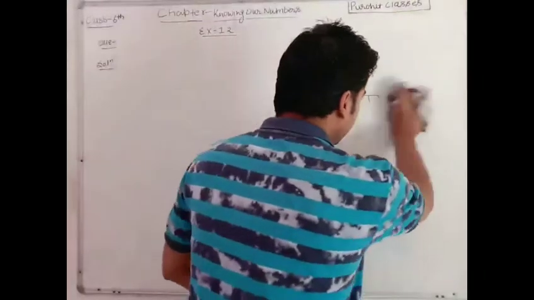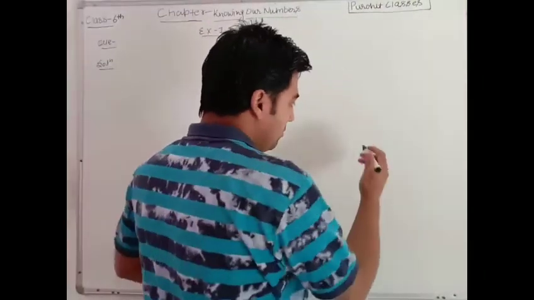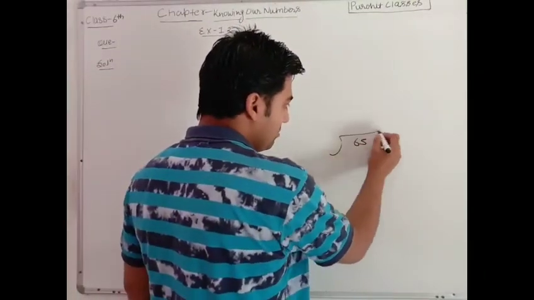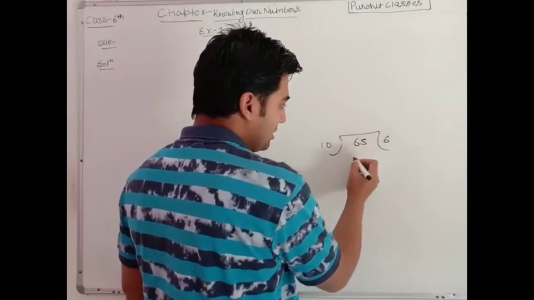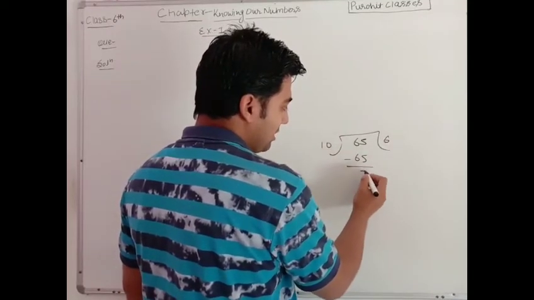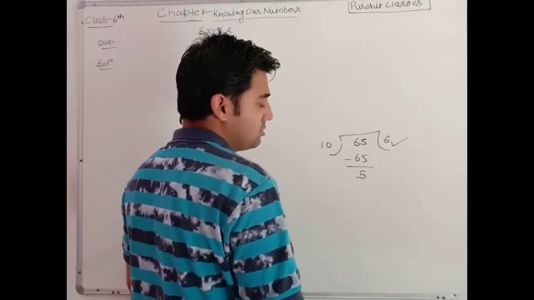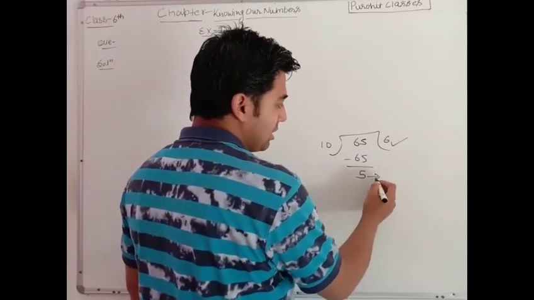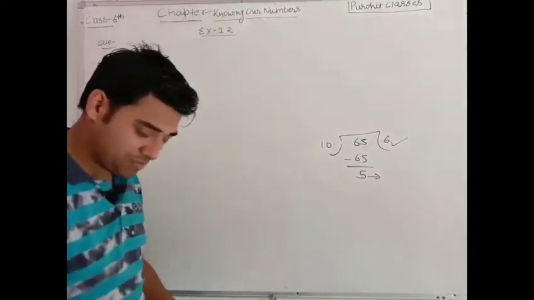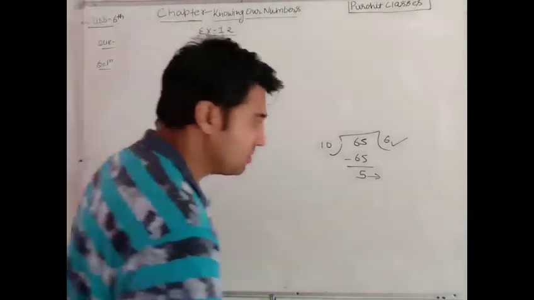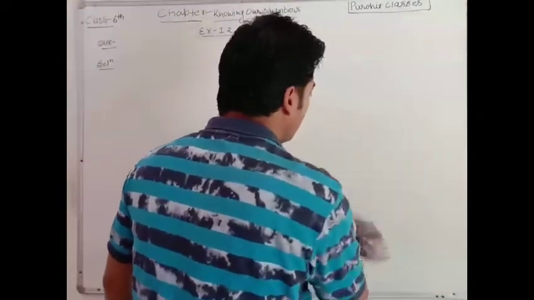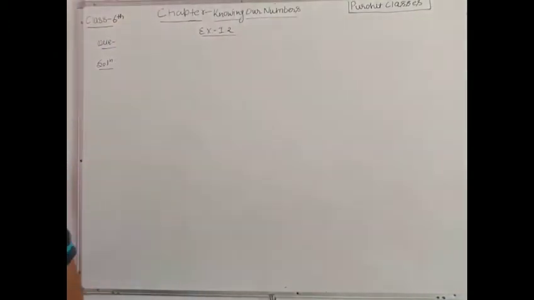So let's see what we are doing. Simply, we are dividing 65 by 10. This will be 10, 6 times, 60 in 65. Remainder is 5. So what was our answer? 6 shirts can be stitched and a cloth of 5 centimeter will remain. Understood?